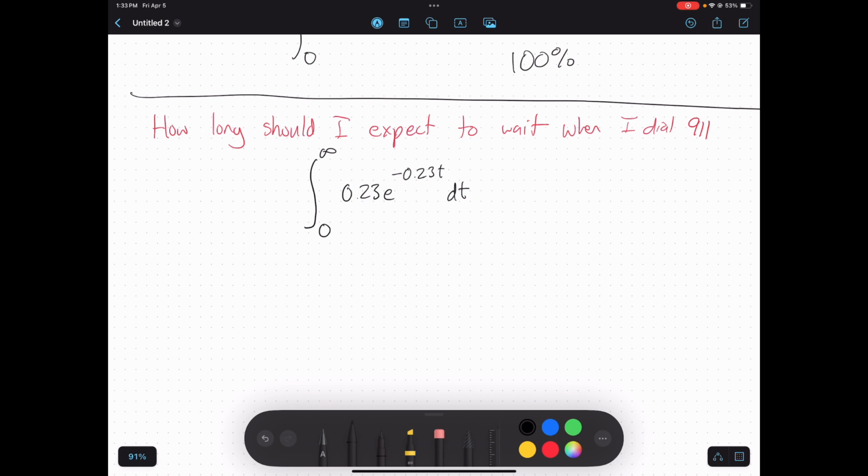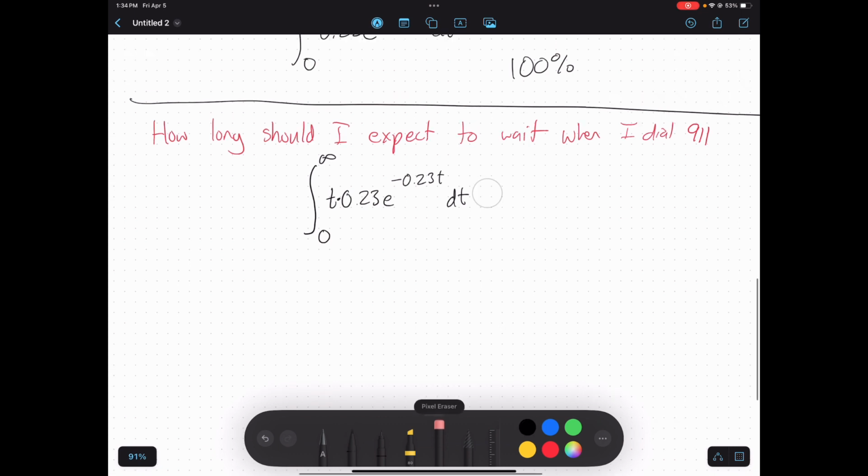But what I'm going to do to actually calculate this expected value is multiply my function by my independent variable. So if you're working with x, it would just be x times your function. Since I'm working with t, it's t times my function. Okay? And then I'm going to integrate that. This is, of course, a little bit more complicated of an integral. It requires integration by parts, but it's still possible. We know how to do something like this.